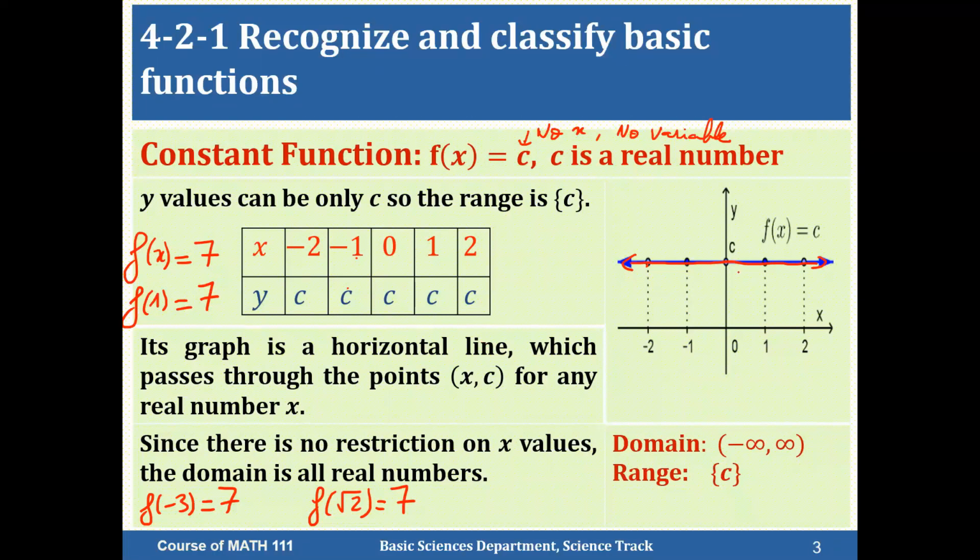What is the domain here? The domain, we said, is read from left to right. Since we have a line in a row, it's R, from minus infinity to infinity. No restriction on the input, on the x value. What is the range? The range is a single value, a singleton, because we have only one output. The result is always 7. They all have the same output. So the range is c. Here the range is 7 in this example. So a horizontal line is the graph of a constant function.